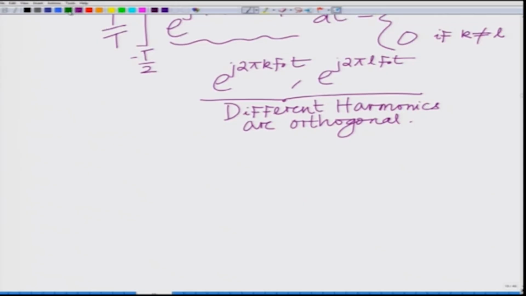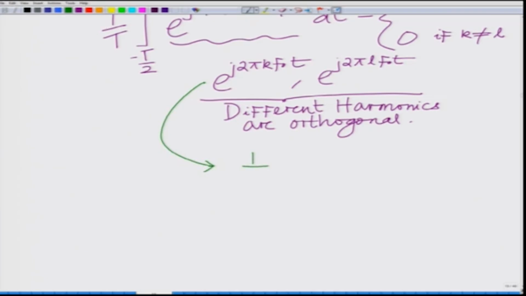That is why you have the integral of (1/T) ∫ from −T/2 to T/2 of e^(j2πk f0 t) times e^(j2πL f0 t) conjugate, that is e^(−j2πL f0 t) dt, equal to 0. That is the property. Let me just write it again clearly to illustrate the orthogonality.